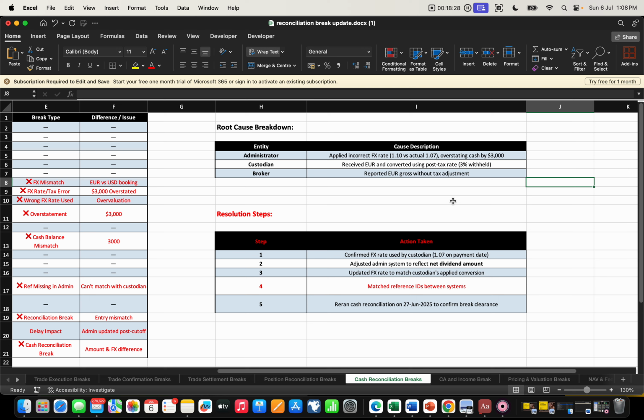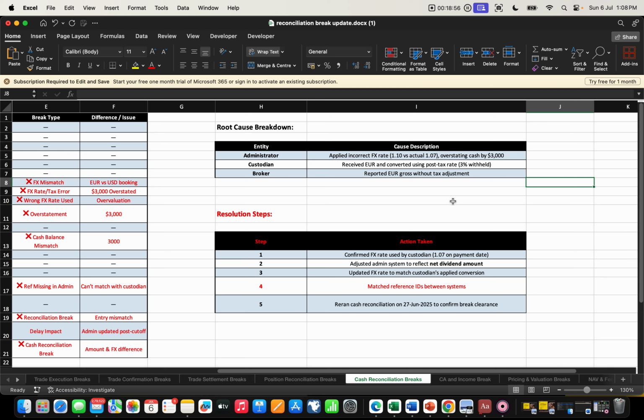So how can you resolve this break? The first step is to confirm the FX rate used by the custodian, like 1.07, with the payment date. Check with your custodian and adjust the admin system to reflect the net dividend amount. If you enter everything in any application, it will show the net amount.